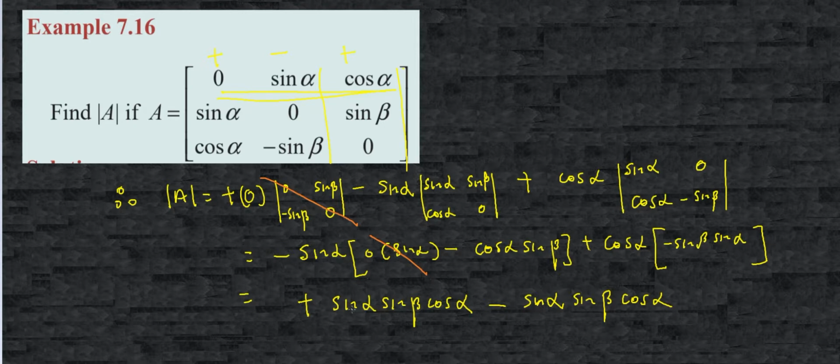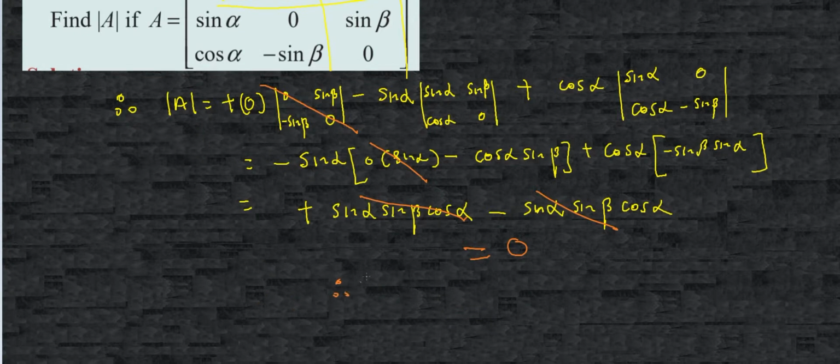Clearly, you can see here that positive sine alpha, sine beta, cos alpha can be cancelled with negative sine alpha, sine beta, and cos alpha, giving you the output as 0. So therefore, the determinant of A in this case is 0. And that completes the result for this question.